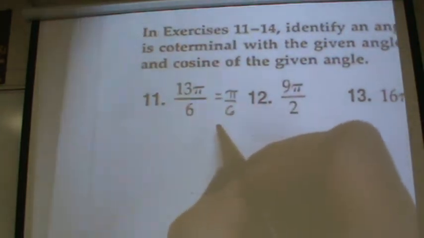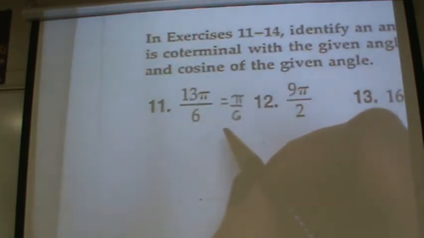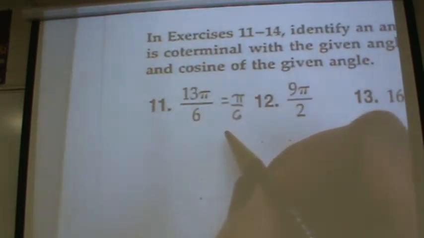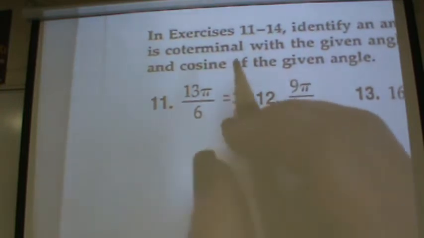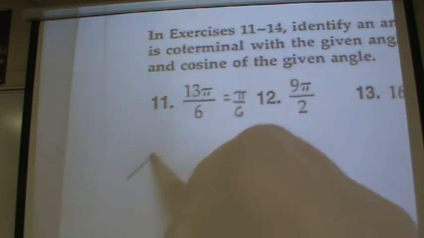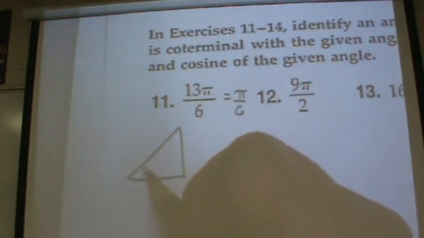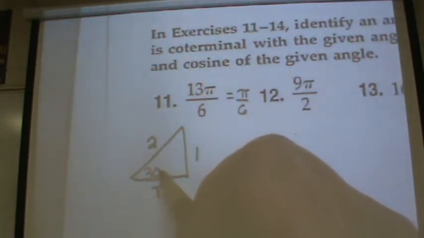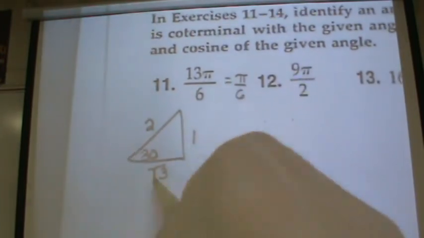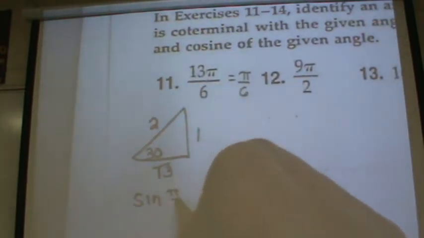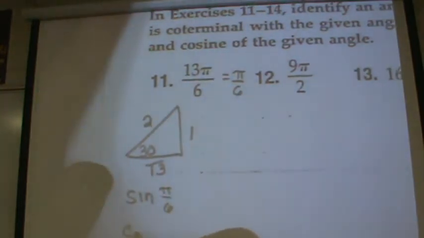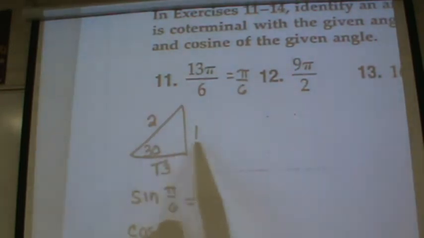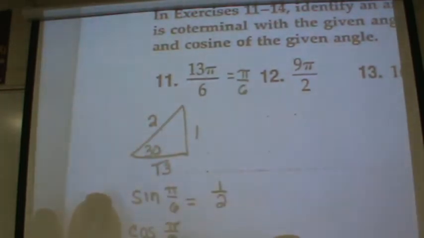These are called, anyone know what these 2 angles are called? Starts with a C. These are coterminal. Now, that's a 30-degree angle. You've got to know these ratios. So pi over 6 is 30 degrees. They want to know what's the sine of pi over 6 and what's the cosine of pi over 6. Well, the sine of pi over 6 would be 1/2, and the cosine of pi over 6 is root 3 over 2.